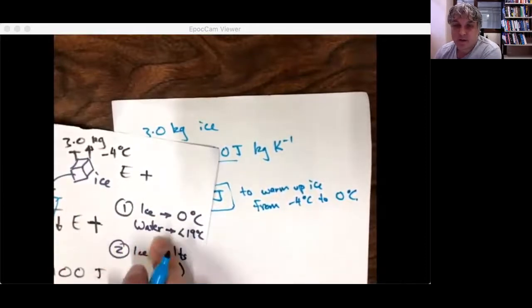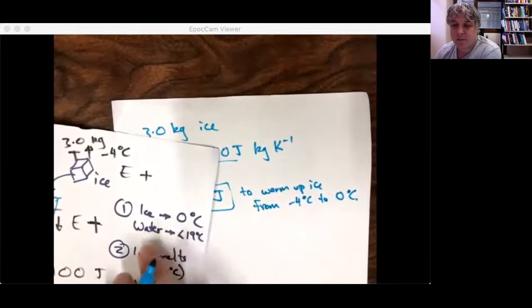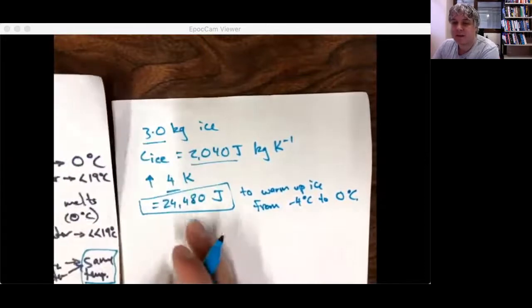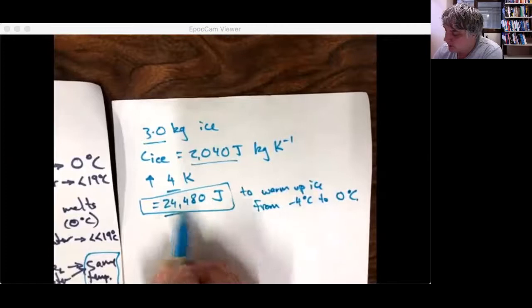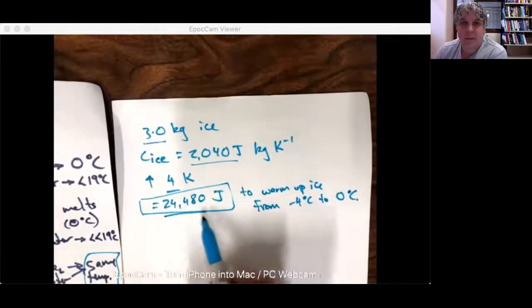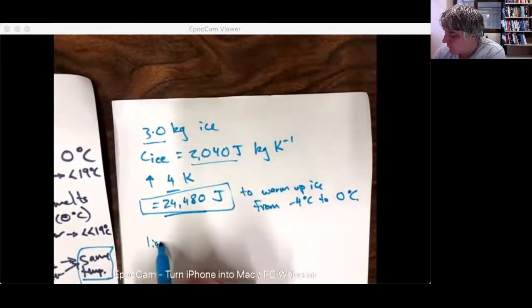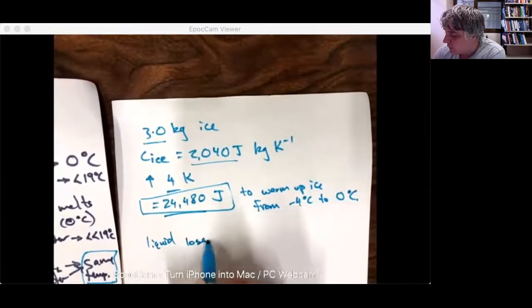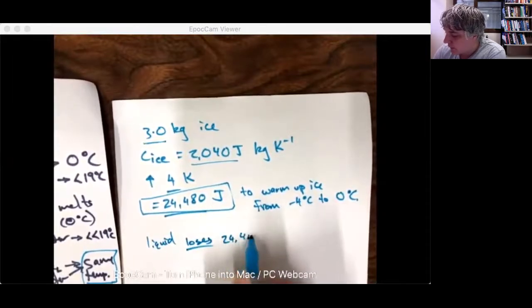But during that step, that energy has to come from the water. So that means if the ice has gained this much energy, it's gained 24,480 joules, then the liquid water must have lost that many joules. So our liquid water loses 24,480 joules.